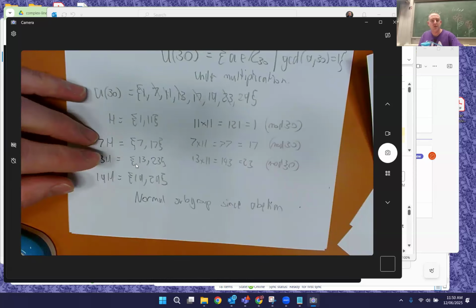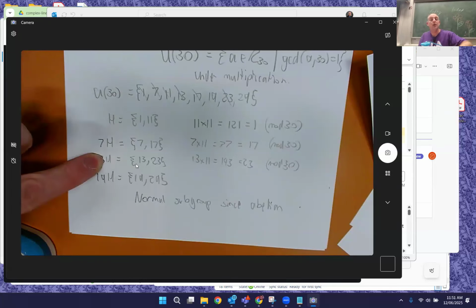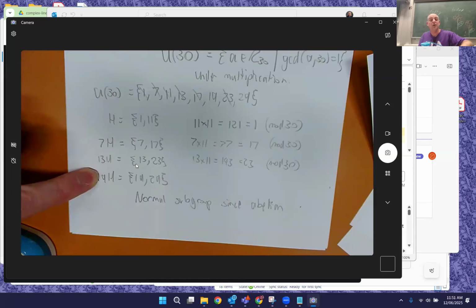So I just want to check something. So 7 times 13 would be 91. Is that right? Which is 1. And so these two are inverses. And so 19 would have to be its own inverse. Yeah? So 19 times 19.